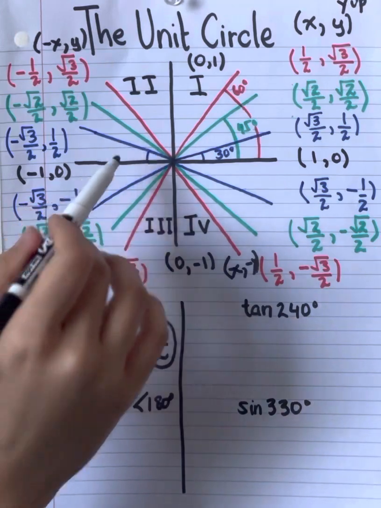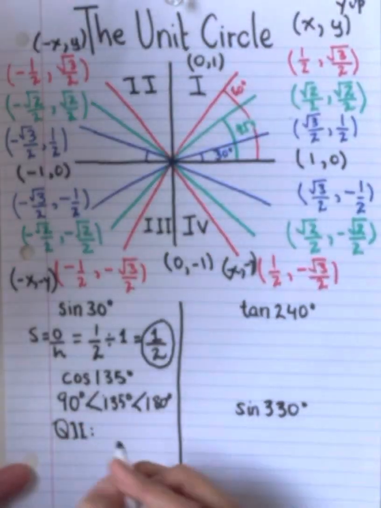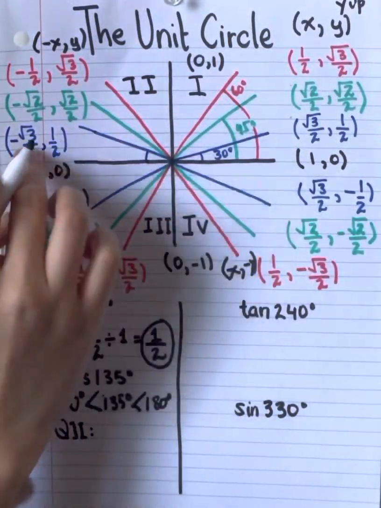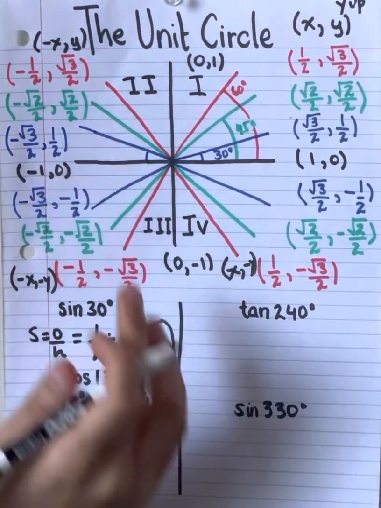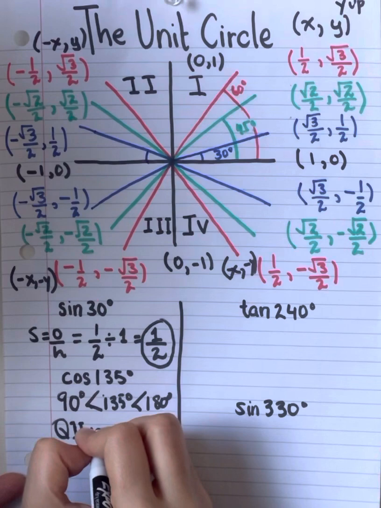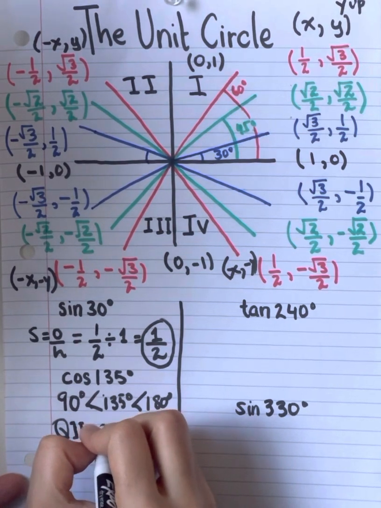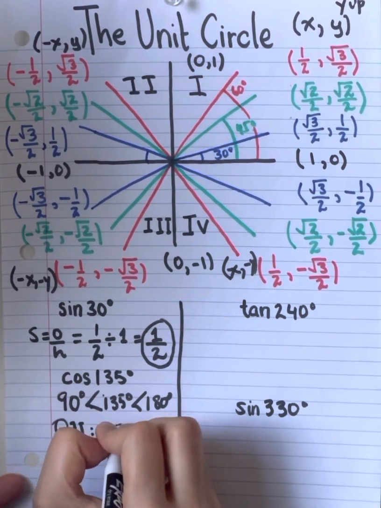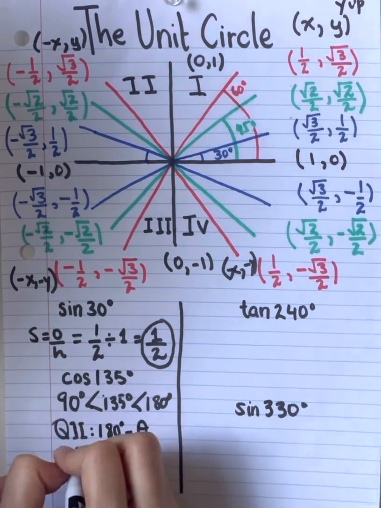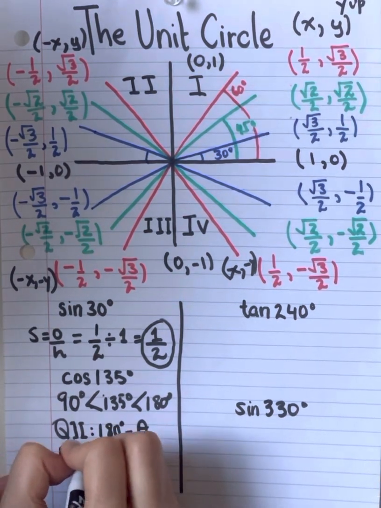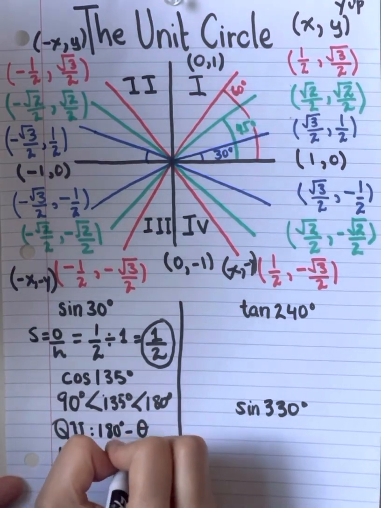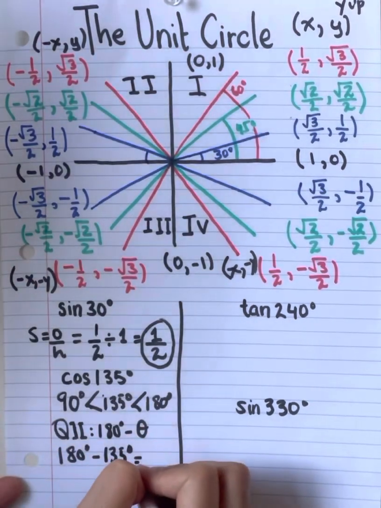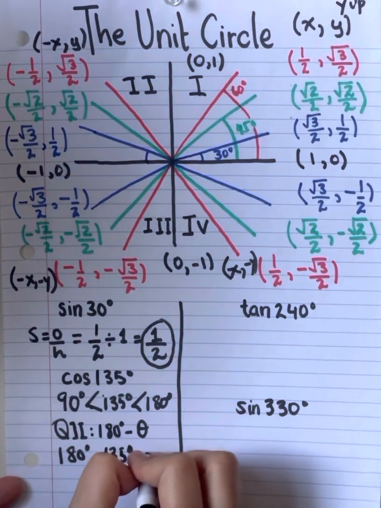So if it's in quadrant 2, we have a formula to find the reference angle, so that we can find which angle it forms in quadrant 2. Here, the formula we have is 180 degrees minus theta. So 180 degrees minus theta, which is 135, gives us 45 degrees.